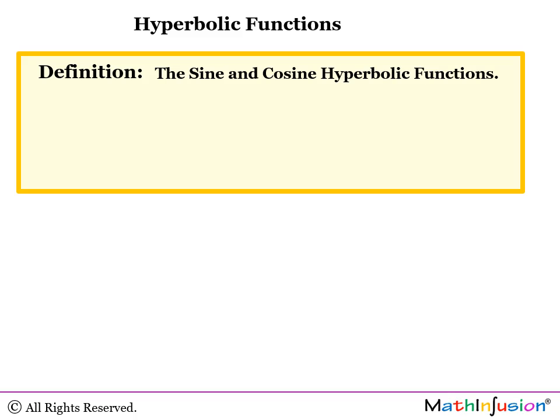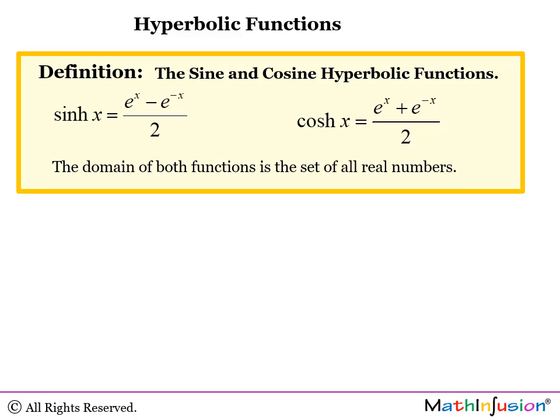Definition: the sine and the cosine hyperbolic functions. The function e to the x minus e to the minus x over 2 is called the sine hyperbolic function, or sine hyperbolic x. E to the x plus e to the negative x over 2 is called the cosine hyperbolic function, or cosine hyperbolic x. The domain of both functions is the set of all real numbers.